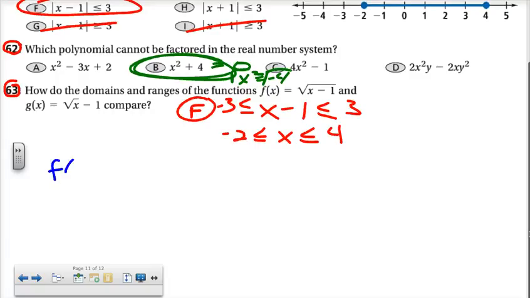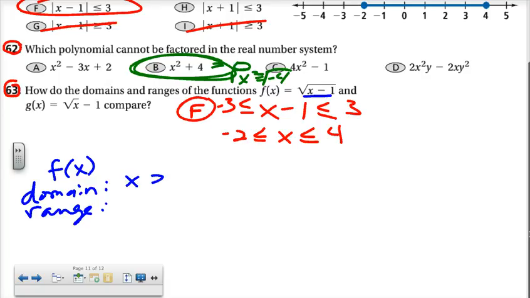So for f of x, we want to talk about domain and range. Well, for f of x, if we put a 1 in there, we're going to get 0. So x is going to have to be greater than or equal to 1. We can't use something less than 1 or we'll get a negative, and that can't be graphed in the real number system. And then the range, well, if you put that 1 in there, you get 0. And then you think, okay, well, what happens when I put the 2 in there? Now I'm getting 1. So my values are going to be greater than or equal to 0.